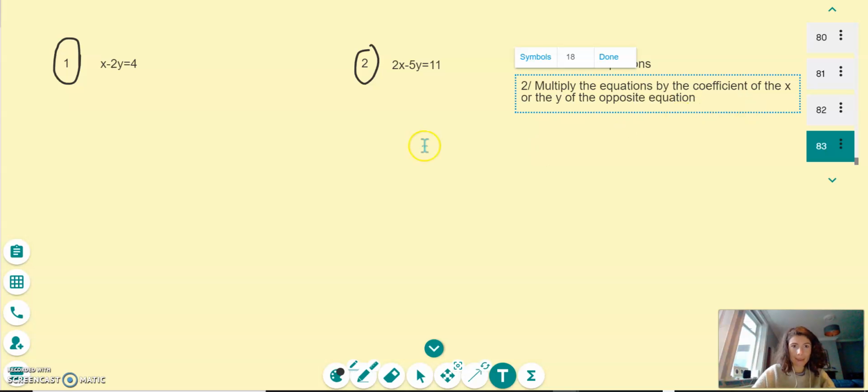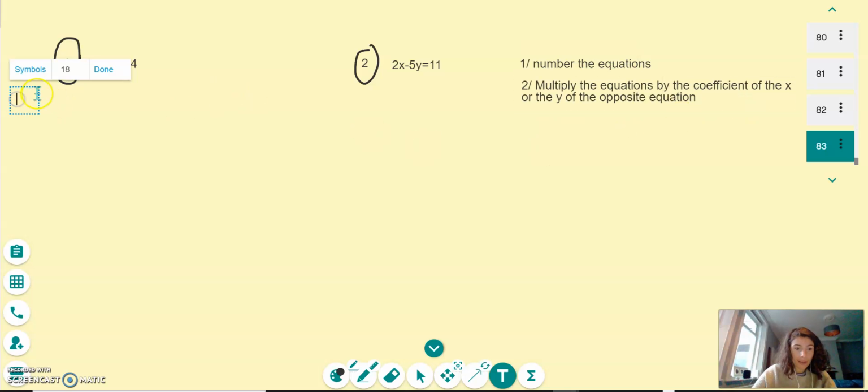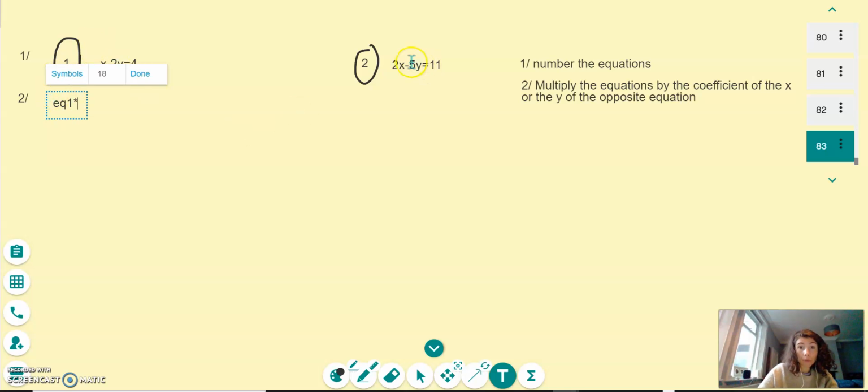So I'll show you what I mean by that and why we're doing this. This is step 2. This here is step 1. I'll show you why we're doing this in step 3. So here we've got equation number 1, which is this equation here, multiplied by the coefficient. We're going to do the coefficient of x here because it's smaller than the minus 5, so we want to make it nice and easy for ourselves.